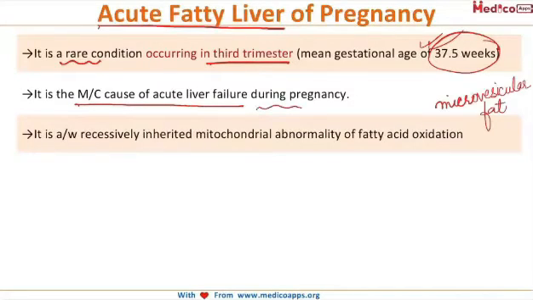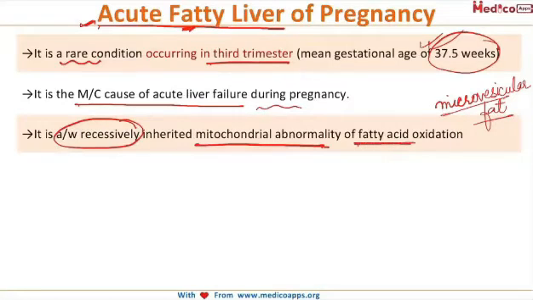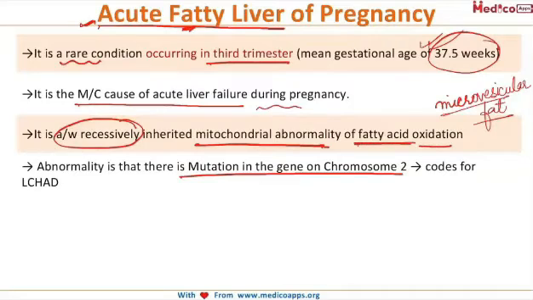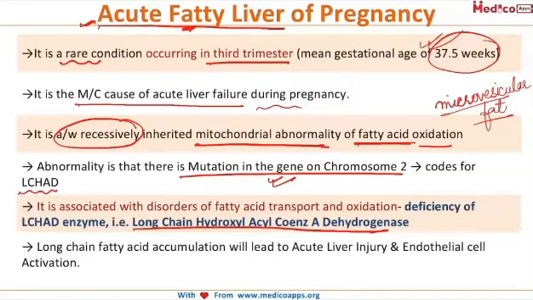So, as the name suggests, acute fatty liver of pregnancy is characterized by microvesicular fat accumulation. Now, this is a mitochondrial abnormality which has an autosomal recessive inheritance, and the basic defect lies in the transport and oxidation of the fatty acids. Mutation occurs in a few genes on chromosome number 2 which code for the LCHAD, that stands for long chain hydroxyl acyl coenzyme A dehydrogenase.